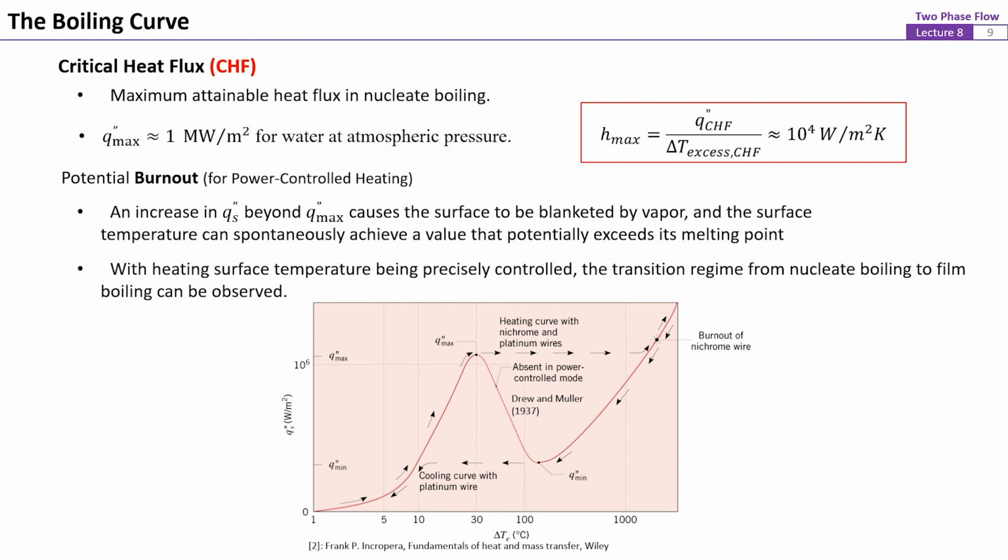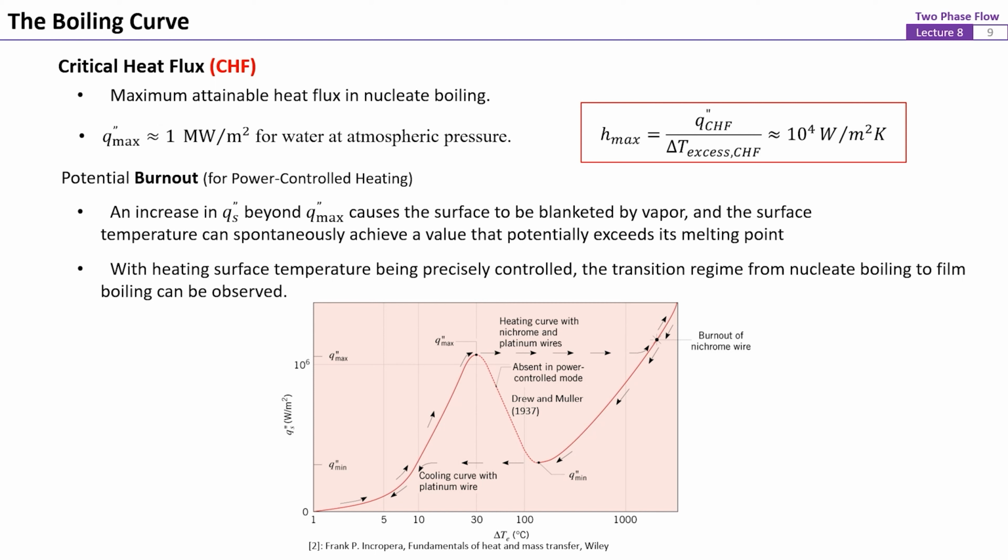In fact, this was observed in Nukiyama's experiment in 1934. While nichrome wire was first used as the heating element, to attain the boiling curve beyond this point, he replaced the heating wire with platinum, having a melting point of 2000 Kelvin. On the other hand, if the heating surface temperature can be precisely controlled, the transition from nucleate boiling to film boiling can be observed. This was demonstrated by Joule and Muller in 1937.